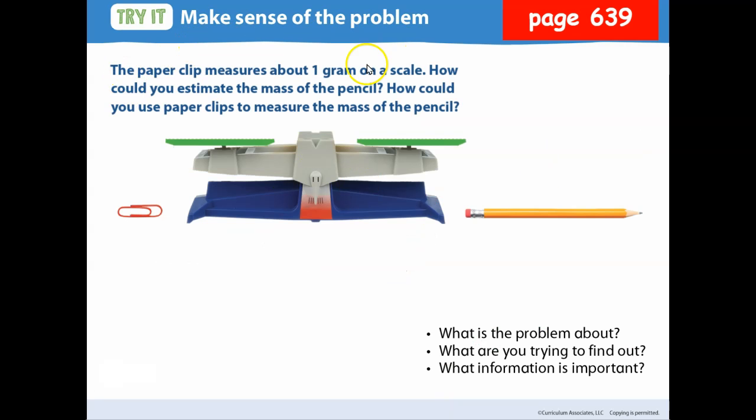Okay, let's make sense of the problem. It says the paperclip measures about 1 gram on a scale. How could you estimate the mass of a pencil? How could you use paper clips to measure the mass of a pencil? Well, you would take the pencil and put it right here on one side, and then start putting paper clips on the other side until the scale is balanced, meaning it's level straight across. If there's more paper clips than a pencil weighs, it's going to tilt one side. If the pencil is heavier than the number of paper clips that you put on the other side, it's going to tilt the opposite side.